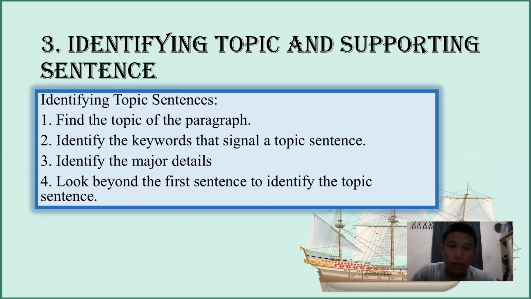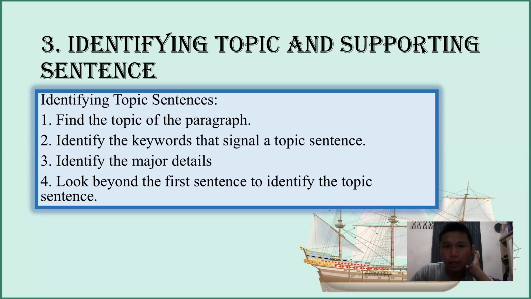Second, identify the keywords that signal a topic sentence. While not all topic sentences include keywords, when you come across a sentence with any of these phrases, you can be fairly certain that it is a topic sentence. Third, identify the major details. Sometimes the supporting details are easier to find than the topic sentence. I don't know why. If so, identify all major details and say what they have in common. This is an especially effective technique for a paragraph that does not have an explicitly stated topic sentence.